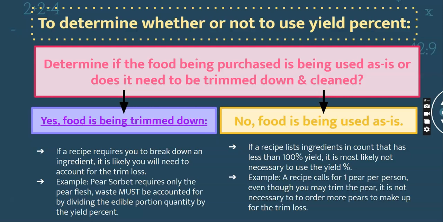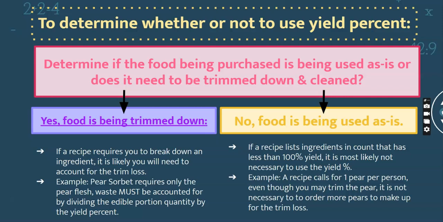Another example is pear sorbet requires just the pear flesh. The waste must be accounted for by dividing the edible portion quantity by the yield percent, because you're not going to use the peel or the core of that pear. You're just using the flesh. Again, there's no one size fits all. So on the right side, if your answer is no, the food is being used as is. So if the recipe calls for 3 cloves of garlic, there's not a lot of trim on garlic, so you don't need to account for the yield percent.